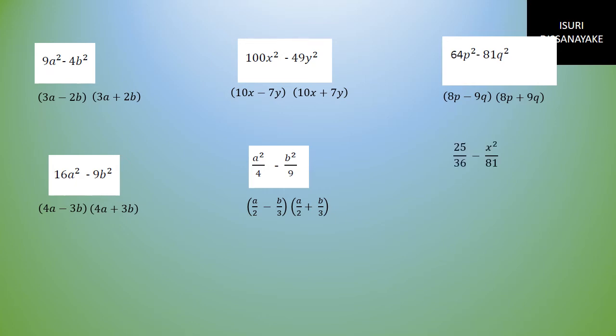Next one, 25 over 36 minus x squared over 81. So we have (5 over 6 minus x over 9)(5 over 6 plus x over 9).